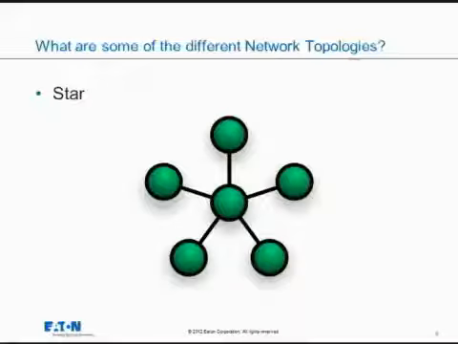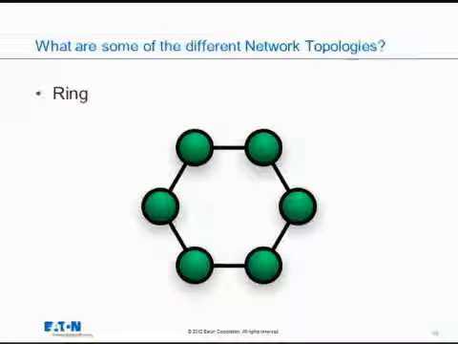Then we have a star topology. Okay, so looks like a snowflake. So all the data goes back to one spot. That's a star. You'll typically see this type of topology in an Ethernet-based protocol. Then we have a ring structure.